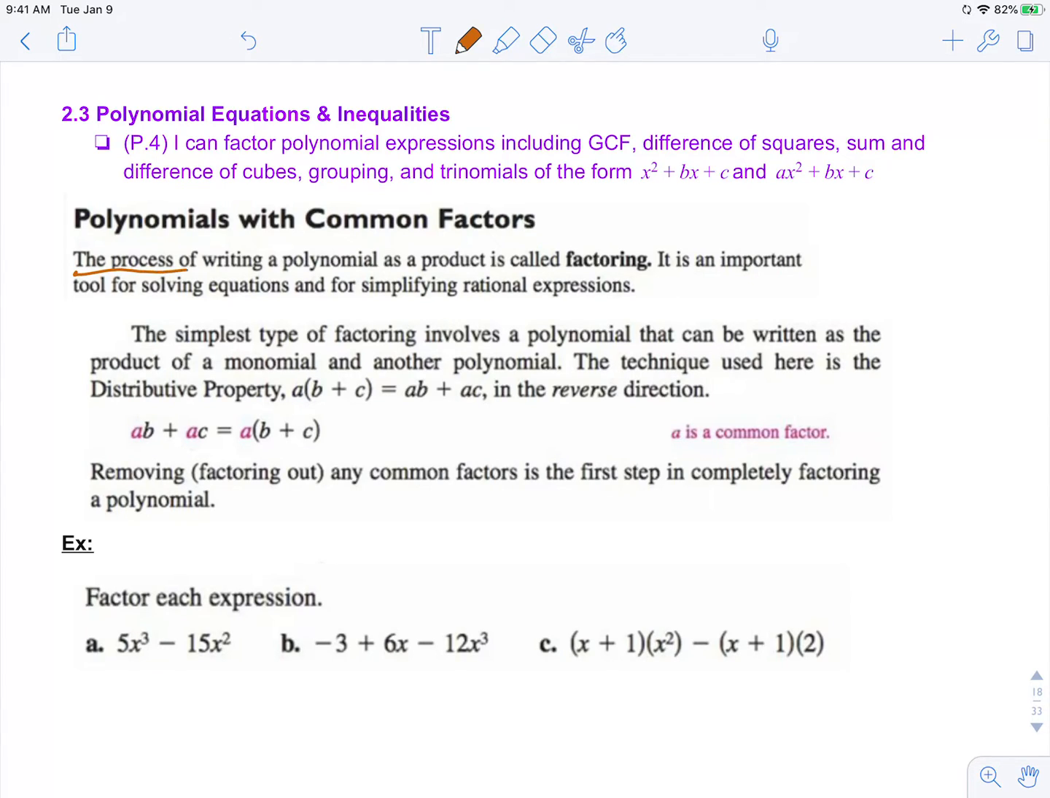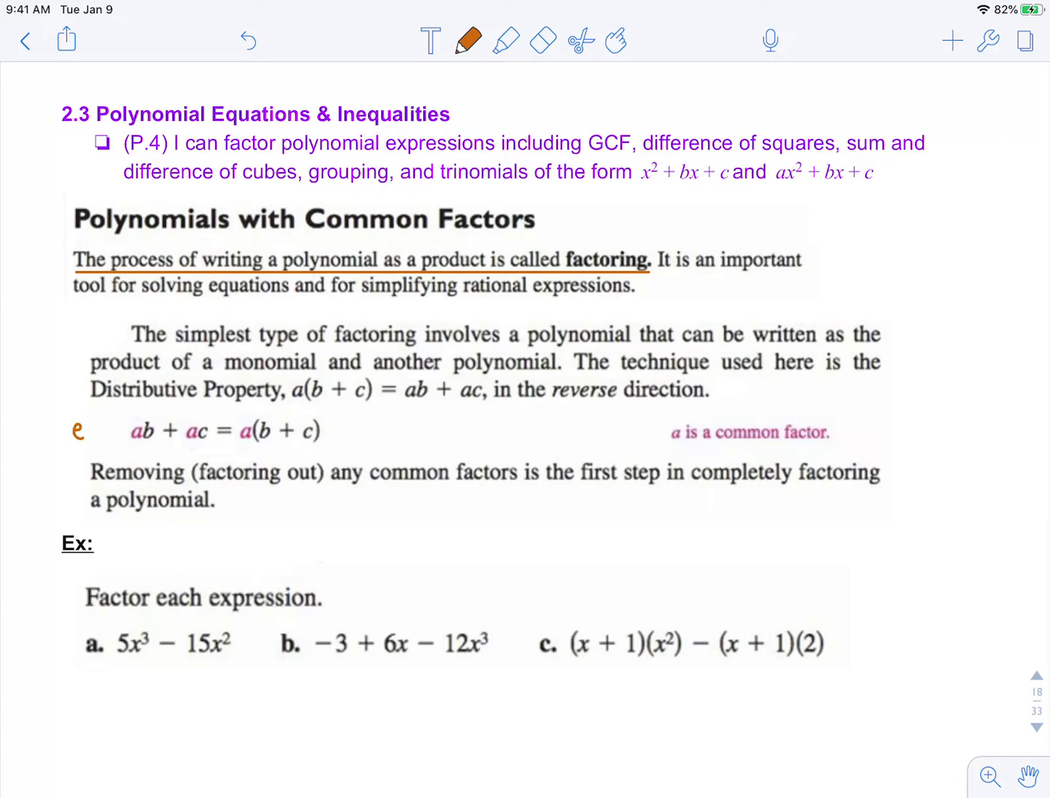The process of writing a polynomial as a product is called factoring. This is an important tool for solving an equation and for simplifying rational expressions. The simplest type of factoring involves a polynomial that can be written as a product of a monomial and another polynomial. The technique used here is the distributive property in the reverse direction.